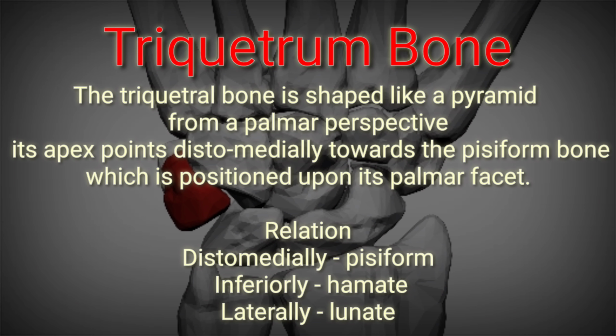The triquetral bone. The triquetral bone is shaped like a pyramid and from a palmar perspective, its apex points disto-medially towards the pisiform bone, which is positioned upon its palmar facet. Relation: disto-medially pisiform, inferiorly hamate, laterally lunate.